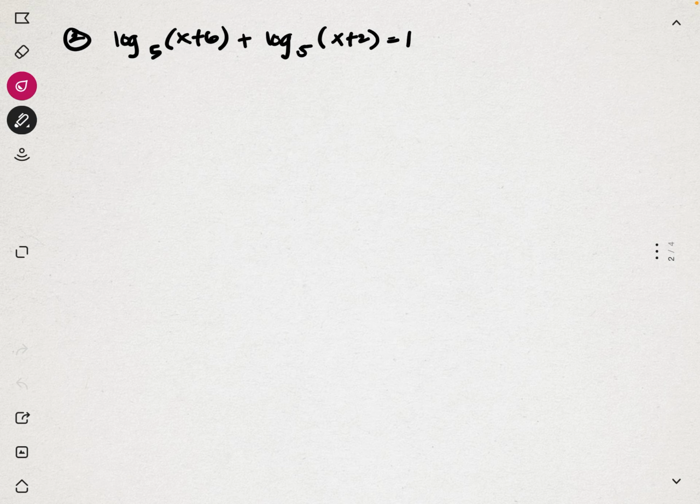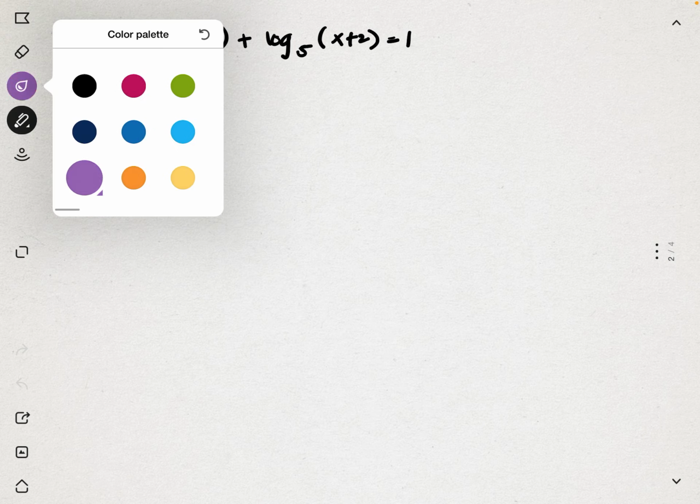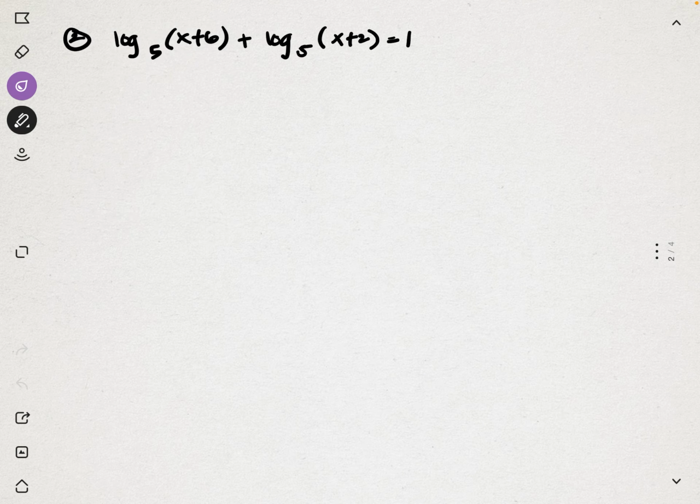Okay, next one. Notice this one doesn't have the log base on both sides, so we're going to have to solve this a little bit differently. What we're going to do, though, is apply the properties we were using last time to simplify. So we have this addition here, and we have the same log base on the same side. So we're going to combine that into one log. We said that anytime we have an addition, that's like multiplying. So x plus 6 times x plus 2 equals 1.